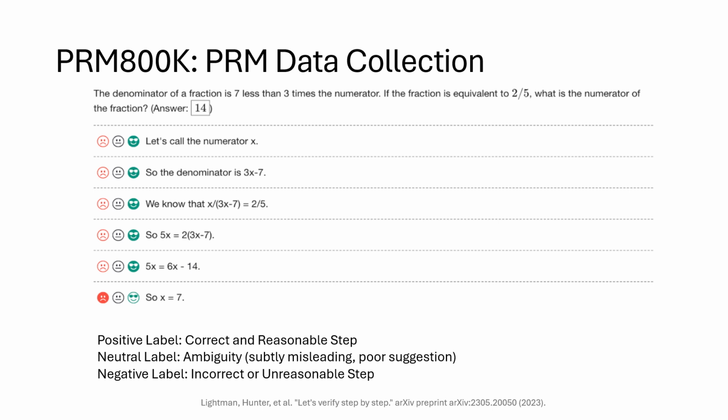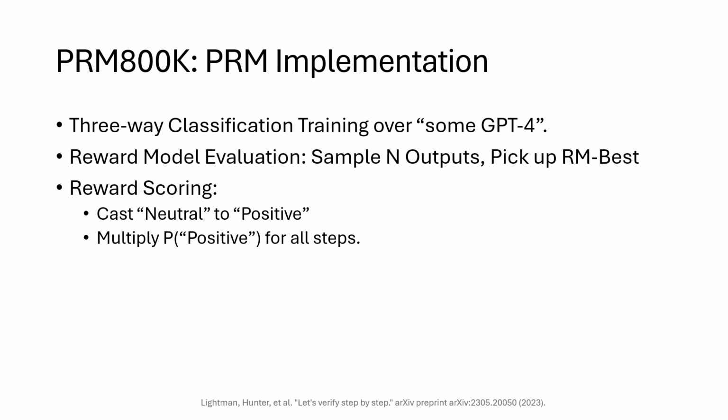The red unhappy face here means the negative label. It is saying that the annotator believes the current step is incorrect or unreasonable. After we have collected the three-way classification annotation from humans, we can do typical classification training over some model. Again, here they use some GPT-4 version where we didn't know what it is.